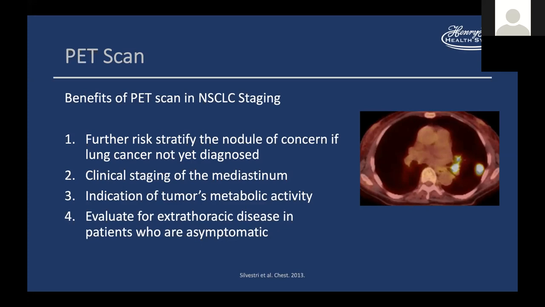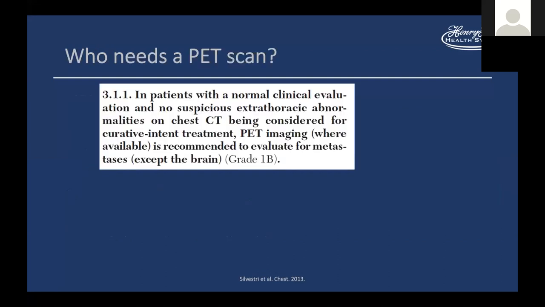And as I mentioned earlier, an SUV max of over 2.5 is considered positive for a lymph node. It can give you an indication of the tumor's metabolic activity, so some types of lung cancer are more metabolic than others. And then, of course, it gives you an ability to evaluate for extrathoracic disease, which a CT of the chest at least can't. So who needs a PET?